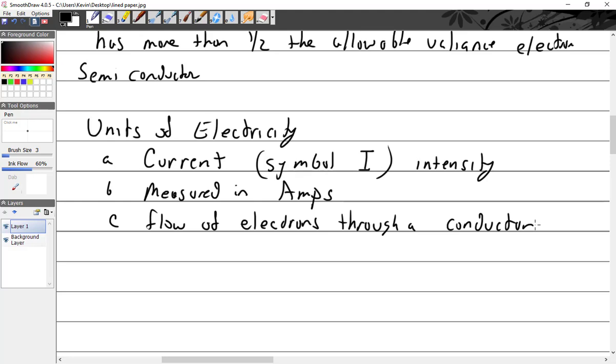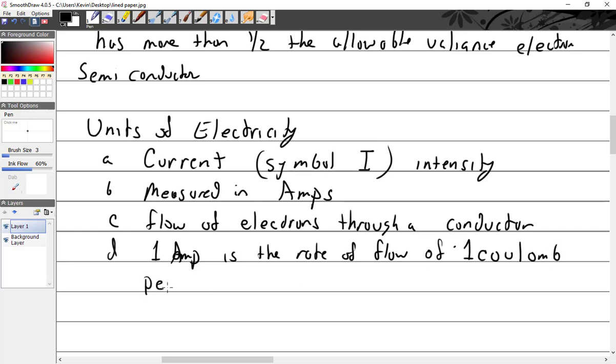If I wanted to use a water analogy, what could I say? The width of the hose? Would it be the amount flowing, like water over a water wheel, something like that. Let me see. What else can I say? 1 amp. Got to be capital A. 1 amp is the rate of flow of 1 coulomb per second.